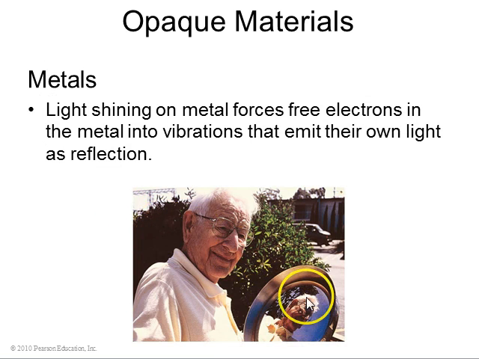Metals are opaque, but the light shining on a metal immediately forces free electrons to vibrate and re-emit that light as a reflection. So if the surface is very smooth, you can see reflected light in a metal, like this guy's face.